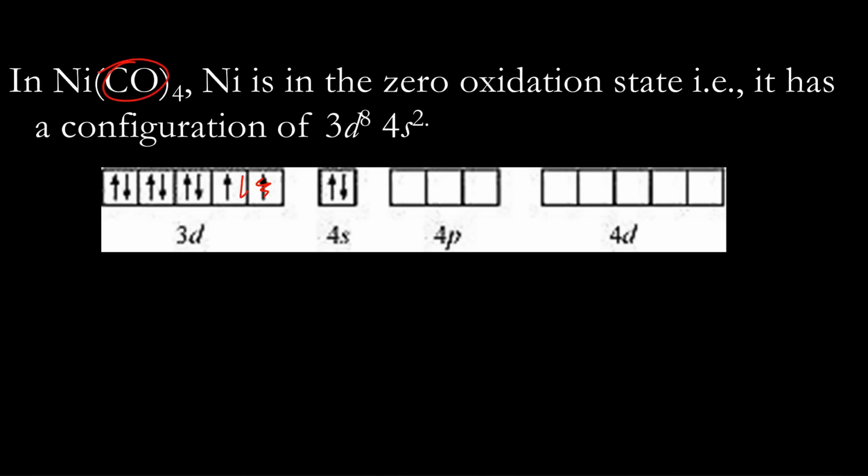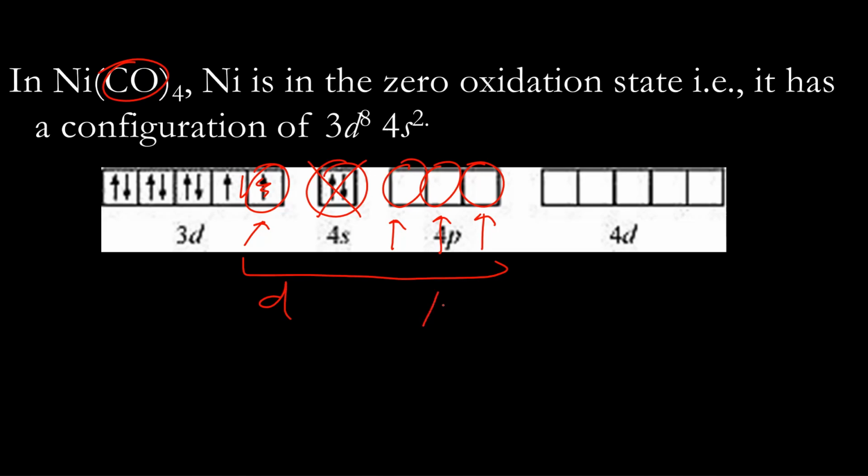CO is a strong field ligand. But you cannot have hybridization with orbitals which are not consecutive. So this one is in between, so this hybridization cannot be. So you cannot say dsp3. It cannot. Okay. So there must be consecutive empty orbitals. So that's why here it was not possible.